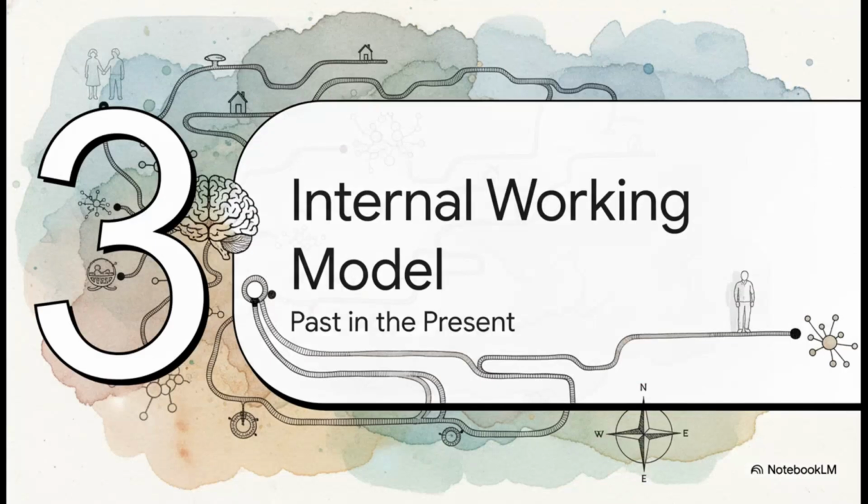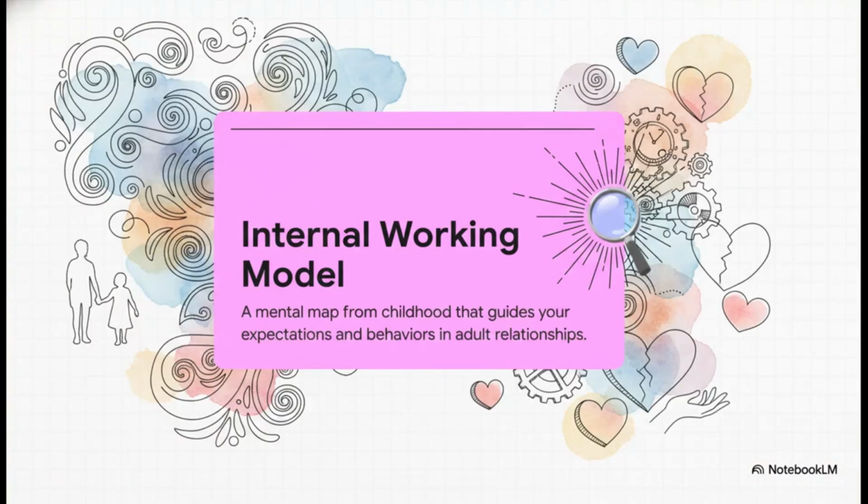Now, here's where it all comes together. These early experiences, they don't just vanish. They get baked into our brains as a sort of mental map, what psychologists call an internal working model, that we then use to navigate all of our adult relationships. Yeah, it's basically the set of unconscious rules you have about love and connection. Do you expect people will be there for you when you need them? Do you feel deep down that you're worthy of love? The answers are all written into this internal model.